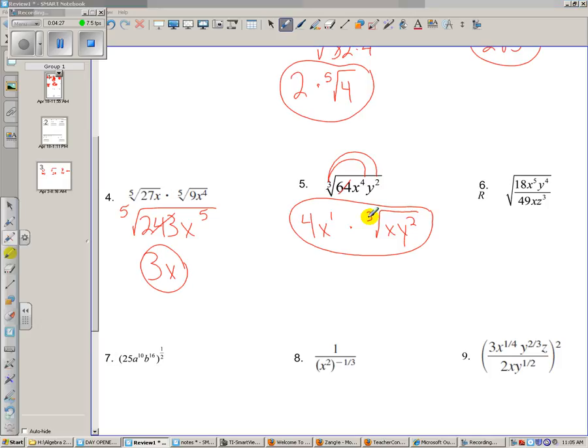All right, let's go to number 6. Number 6 I did do in most of the classes, but let's just go over it. The first thing I'm going to do is take out anything that's perfect. What's perfect in the numerator is y to the 4th.